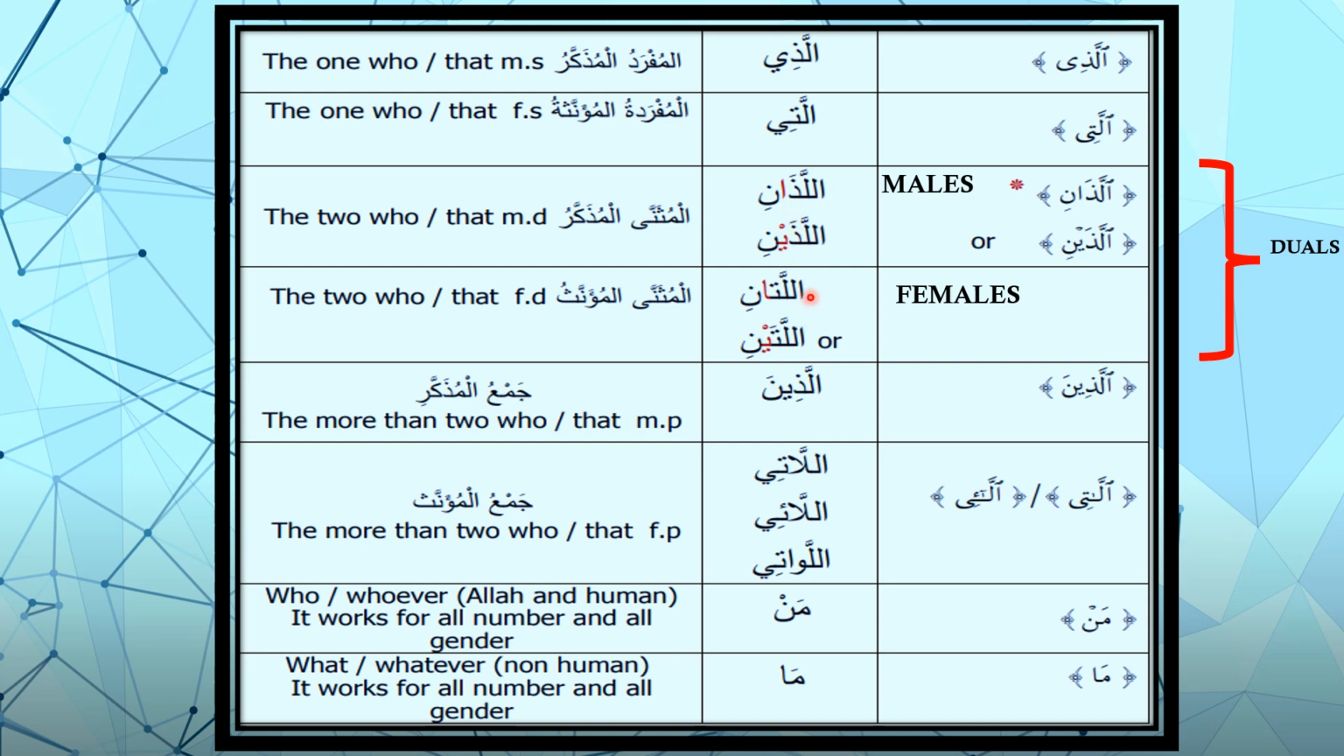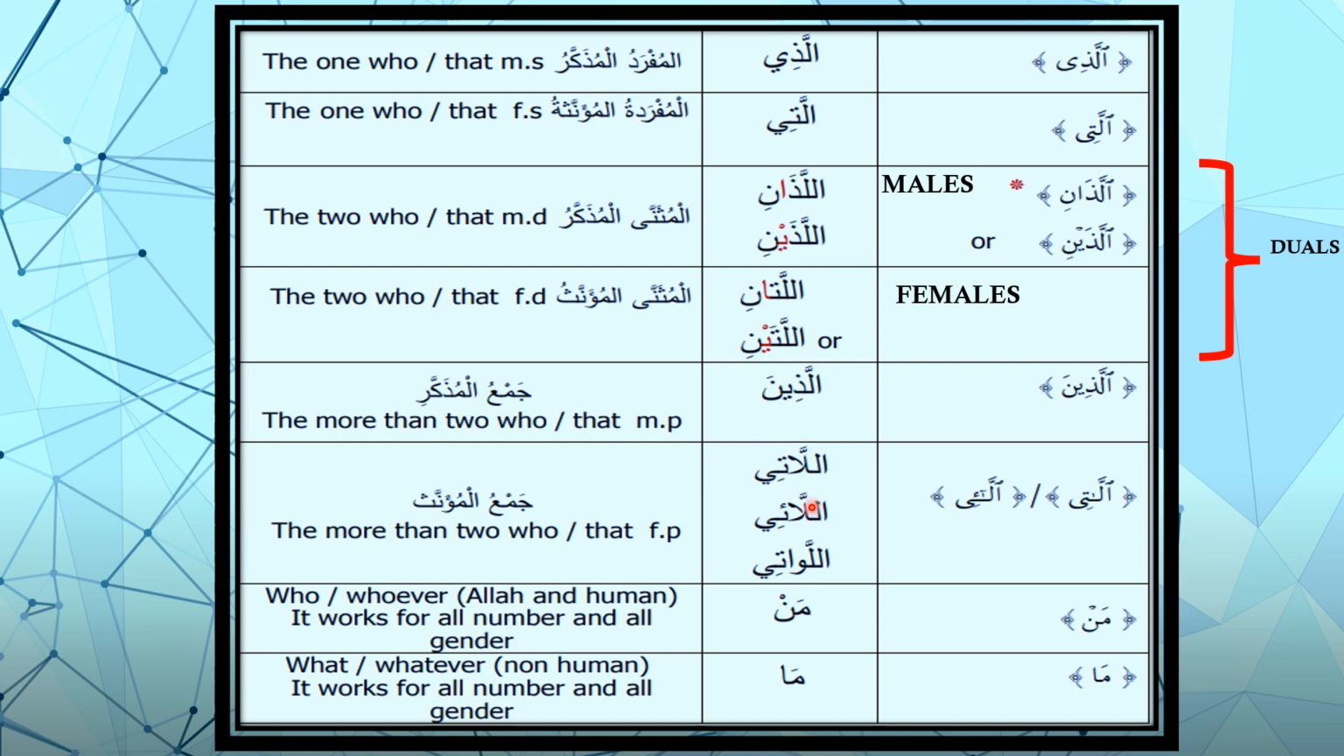Then there are two structures in feminine also, allatani and allataini. I will discuss this about the duals at the end of the video. And now let's go on to the plural for the male, alladhina. The male plural has the same letter dha from mudhakkar, and there is an addition of ya and nun. Alladhina.